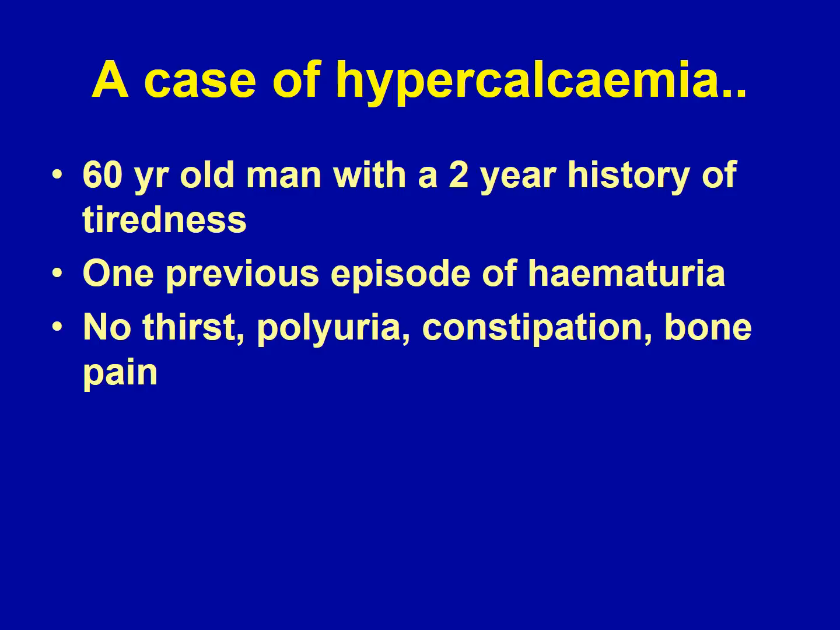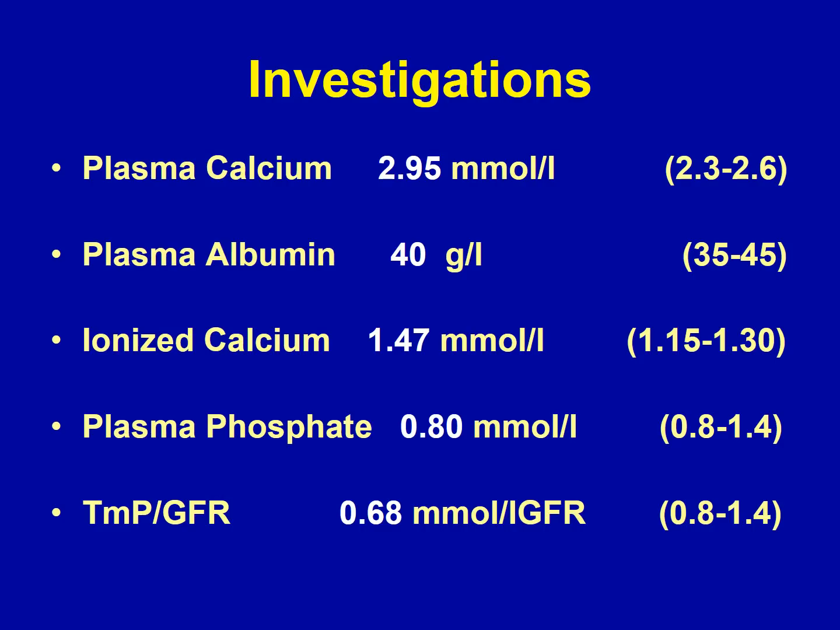This is a 60-year-old man with a 2-year history of non-specific symptoms, including fatigue. He had one previous episode of hematuria, blood in the urine, but didn't have any symptoms of thirst, polyuria, constipation, or bone pain. At the time that he presented, the investigations are as shown on this slide, and of note he had an elevated serum calcium. The normal range for each of these analytes is shown in parentheses on the right.